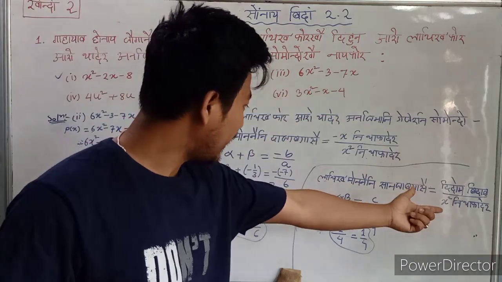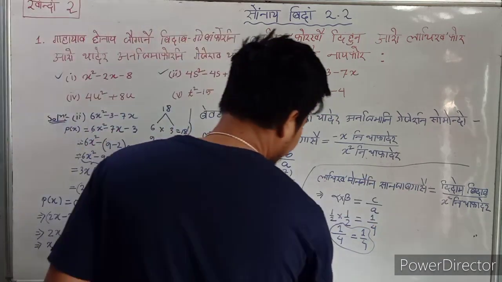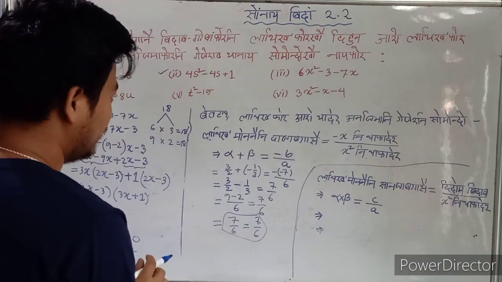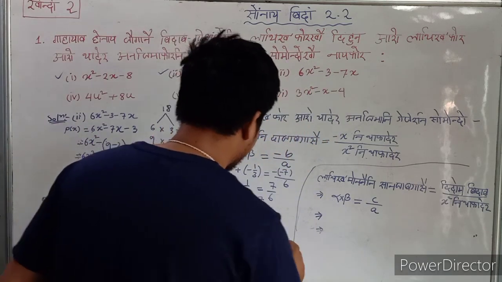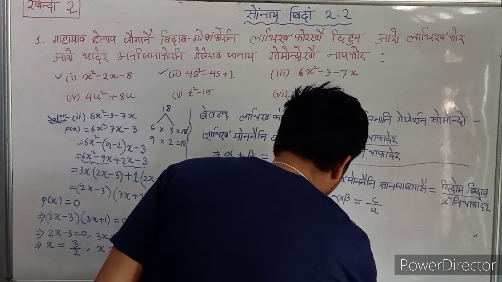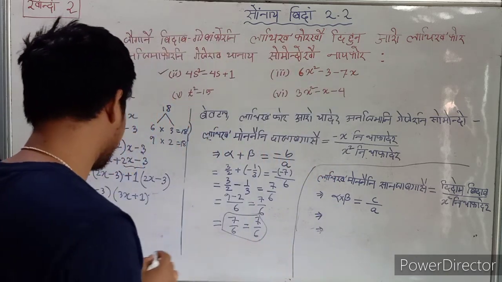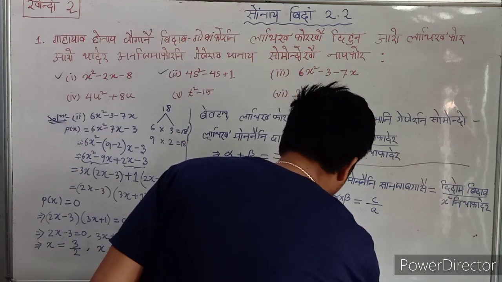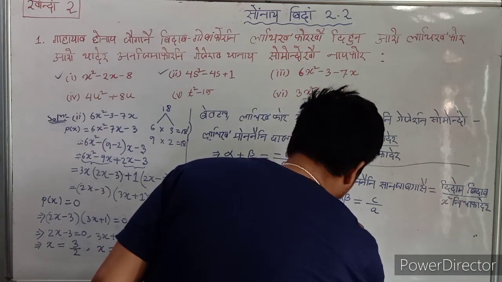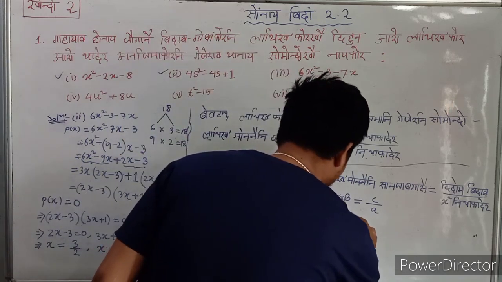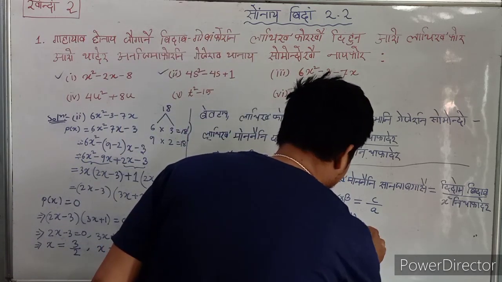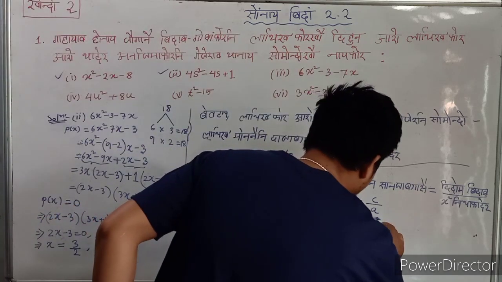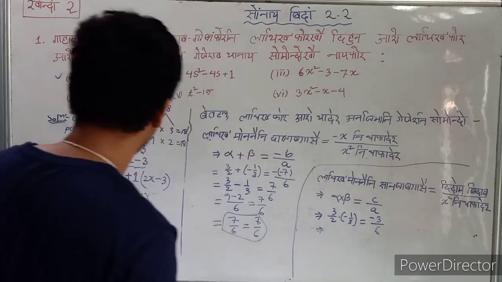So answer the question. What you mean is that I'm using alpha as 3 by 2 and beta as minus 1 by 3. So 3 by 2 into minus 1 by 3 is equal to c. c is in the order of minus 3 by 6. So that is in the order of 6.